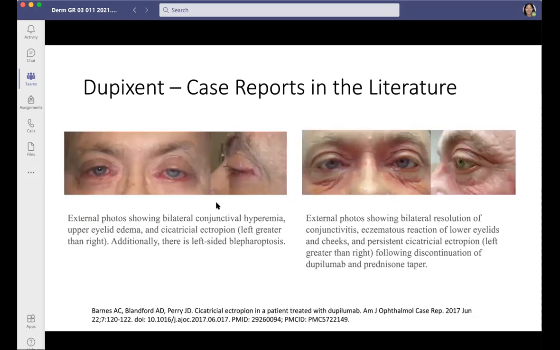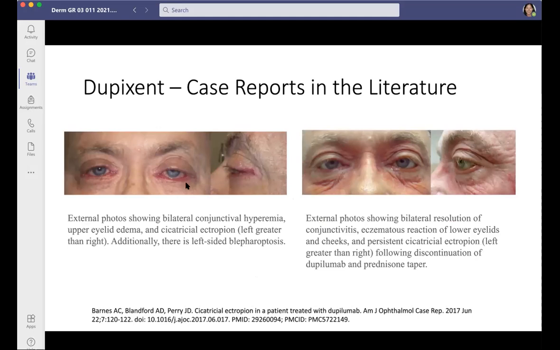Again, just another example, just to illustrate some of the more severe reactions that can be seen. This person actually had what's called cicatricial ectropion. So ectropion is when the eyelid turns out instead of being normally positioned. And you can just see general hyperemia and injection for him as well.